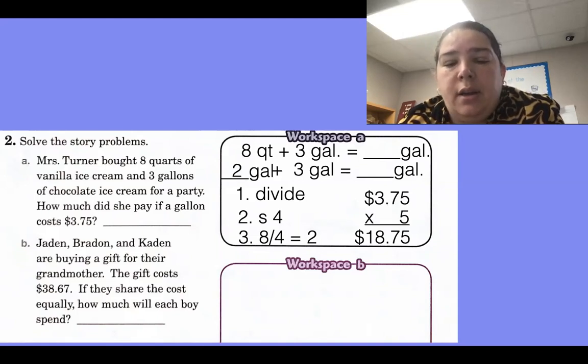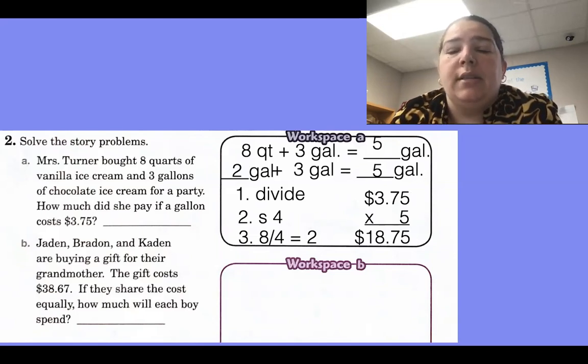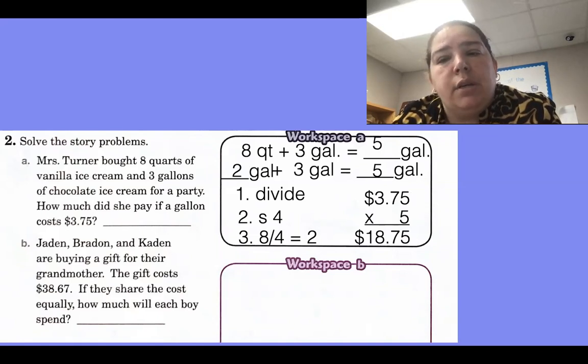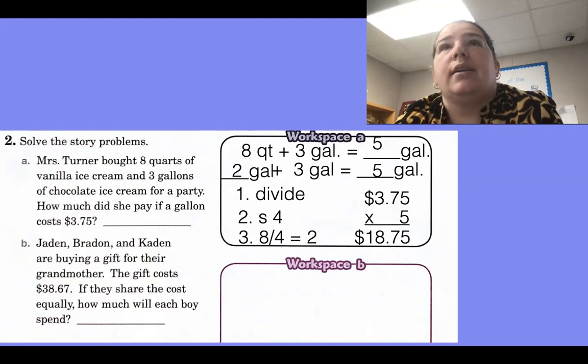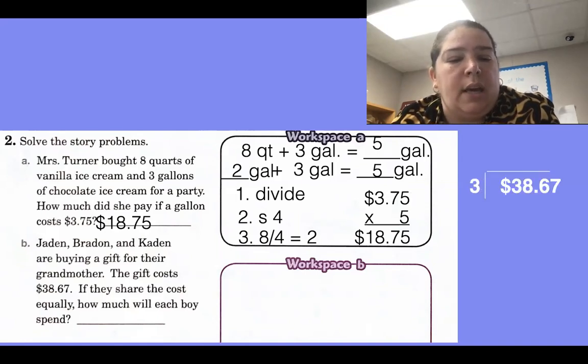We need to divide by a special number. And what number do we use to divide? Our special number is 4, because there are 4 quarts in a gallon. When we divide 8 by 4, the answer is 2. Now, 2 gallons plus 3 gallons equals 5 gallons. Okay, but that's not the question they're asking. They want to know if each gallon is $3.75, how much did she pay for all 5 gallons? So we need to multiply, and we get $18.75.